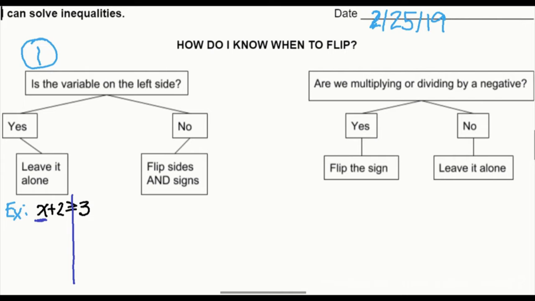We're going to solve it as usual. Take away 2 from both sides. x is greater than or equal to 1. And we're done. Those are the easiest ones. Just leave it alone. It's all fine how it is.